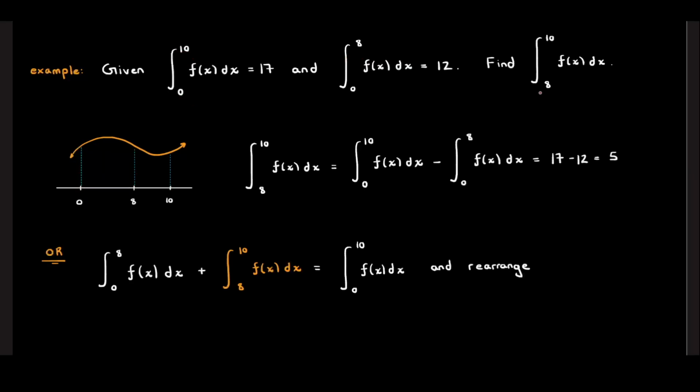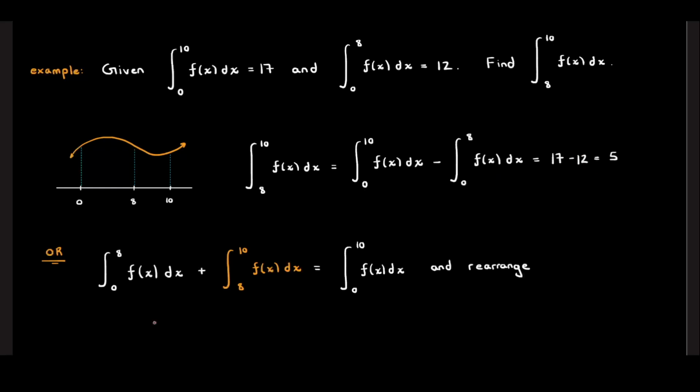Now we want to find the value of the integral from 8 to 10. So we want to find this signed area. And they have given us the entire signed area from 0 to 10 and the entire signed area from 0 to 8. So what if we just took the entire area from 0 to 10 and subtracted the area from 0 to 8? Then that will leave us with the portion that we want. And so that's what we've written over here. The integral from 8 to 10 of f of x dx is simply the integral from 0 to 10 of f of x dx minus the integral from 0 to 8 of f of x dx. So 17 minus 12 gives us 5.